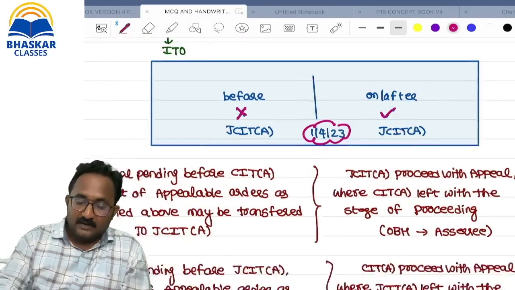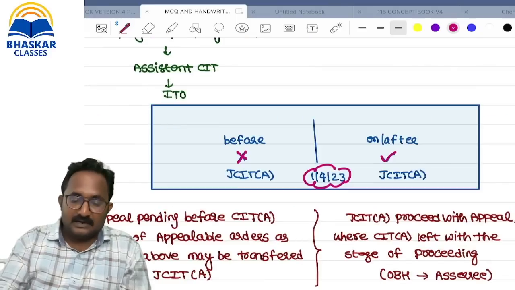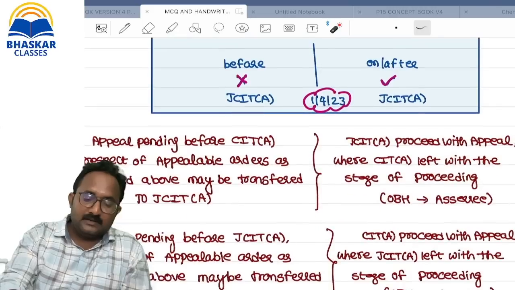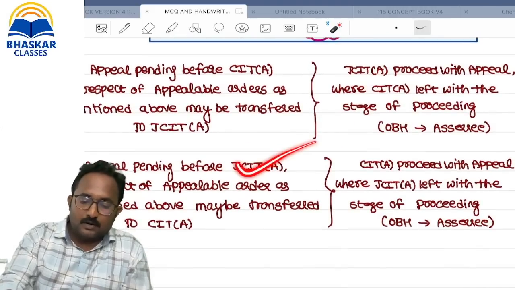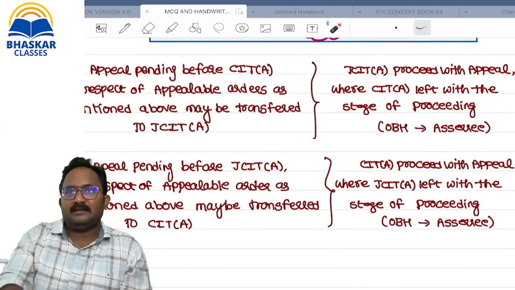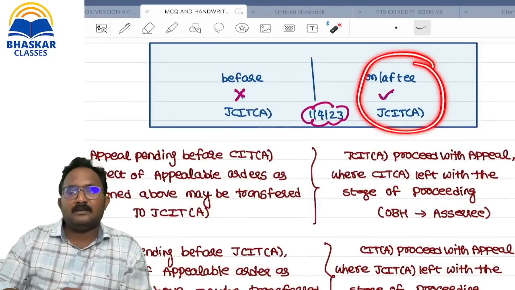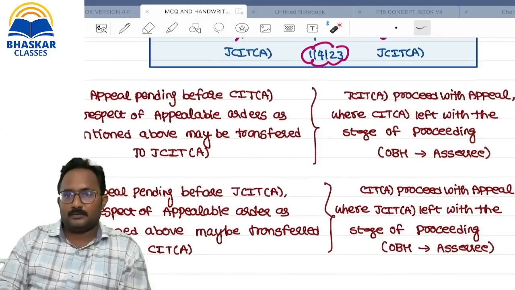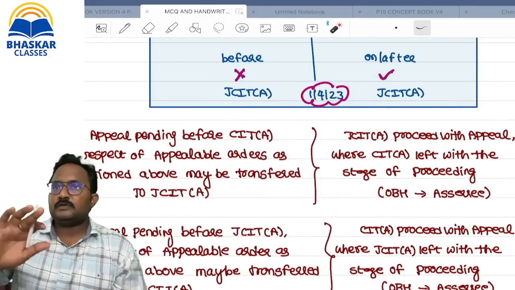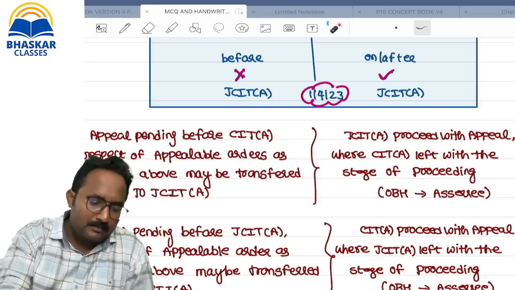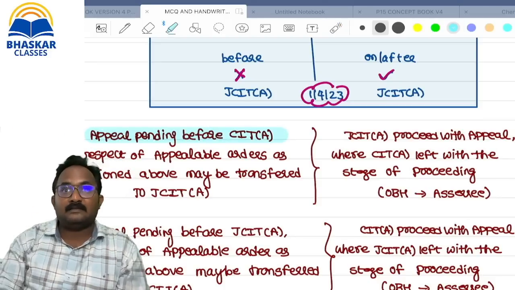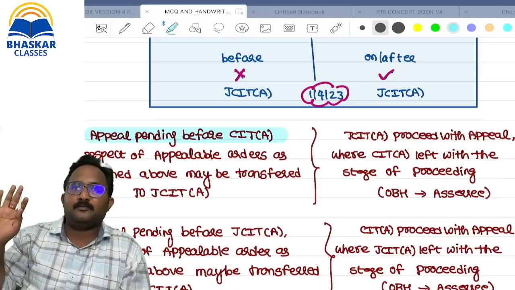Then, after the introduction of these JCIT appeals, we can transfer the cases from the CIT to JCIT, JCIT to CIT. These provisions can be called transitional provisions. If any new amendment comes, because of the new amendment, Joint Commissioner of Income Tax appeals is introduced. In 2022, there is no JCIT appeals. On that occasion, all the orders are available before CIT.